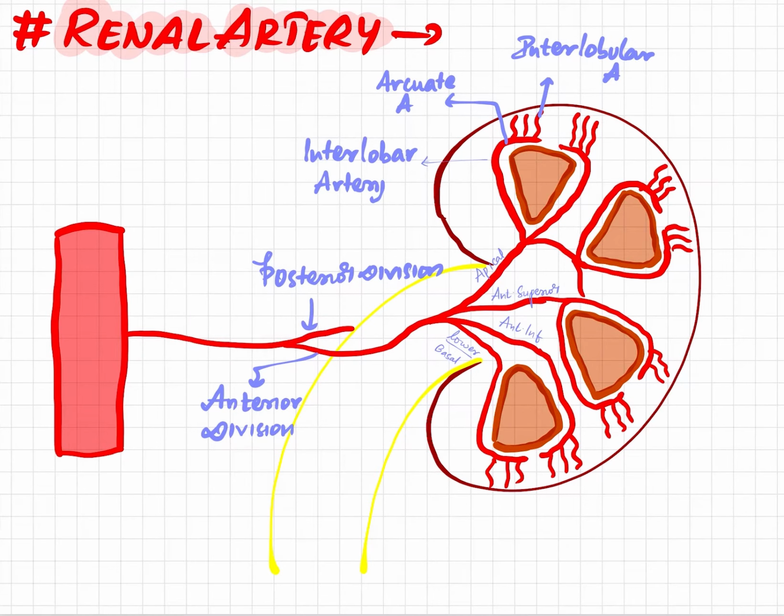At the hilum point, it will be dividing into the anterior and the posterior division. It will be dividing into two trunks at the level of the hilum. The anterior one will be further dividing into the 4 segmental arteries, namely the apical, anterior superior, anterior inferior, and the lower or the basal segmental artery. Whereas the posterior division will continue as the posterior segmental artery.